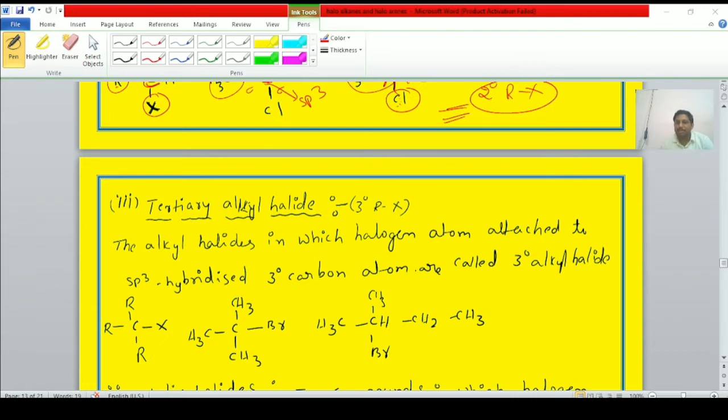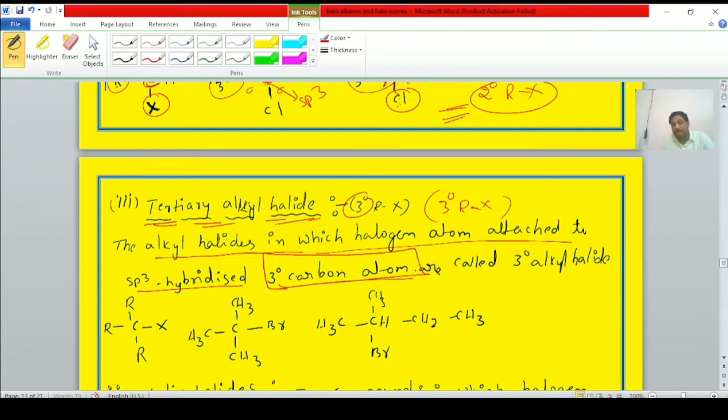Now we are discussing tertiary alkyl halides. See the cursor clearly, student. Tertiary alkyl halides. The symbol is like this, tertiary symbol like this, student. Alkyl halide is RX. The alkyl halides in which the halogen atom is attached to an sp3 hybridized tertiary carbon atom are called tertiary alkyl halides.